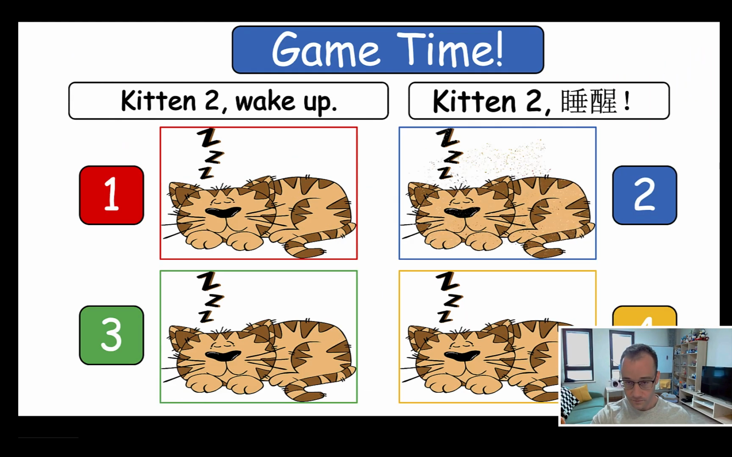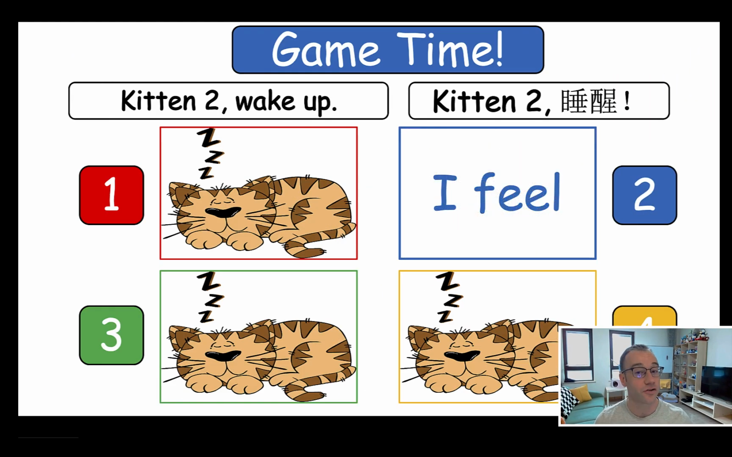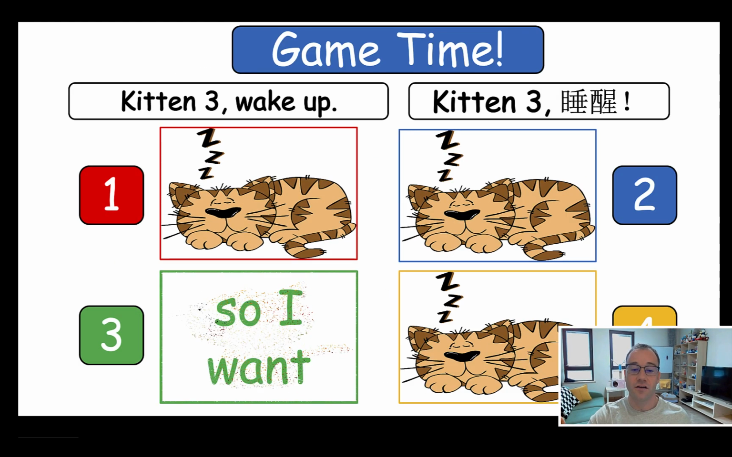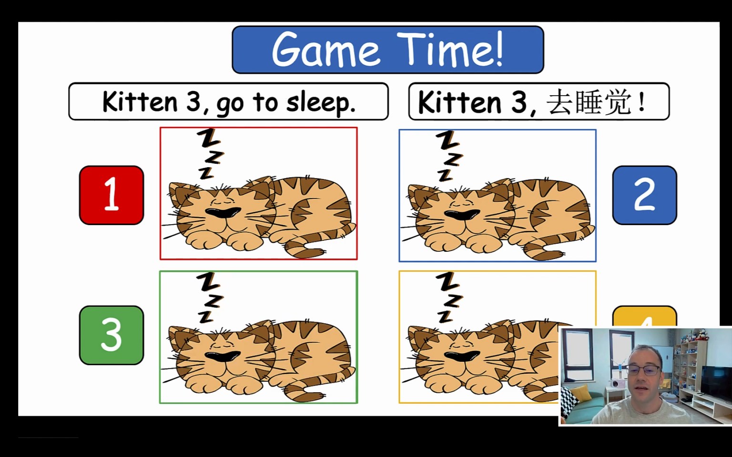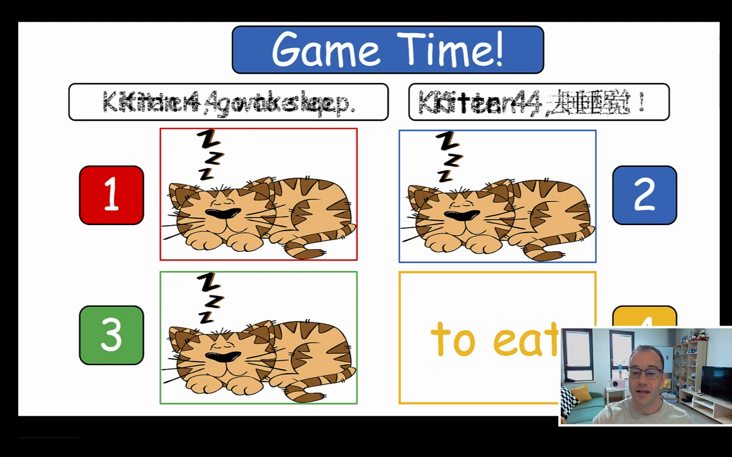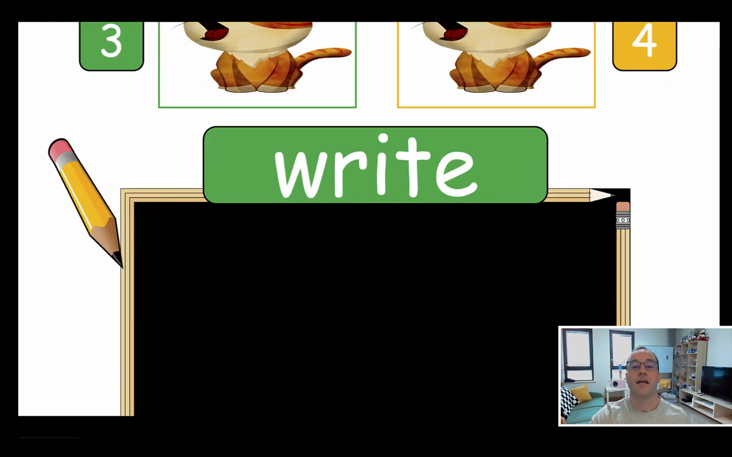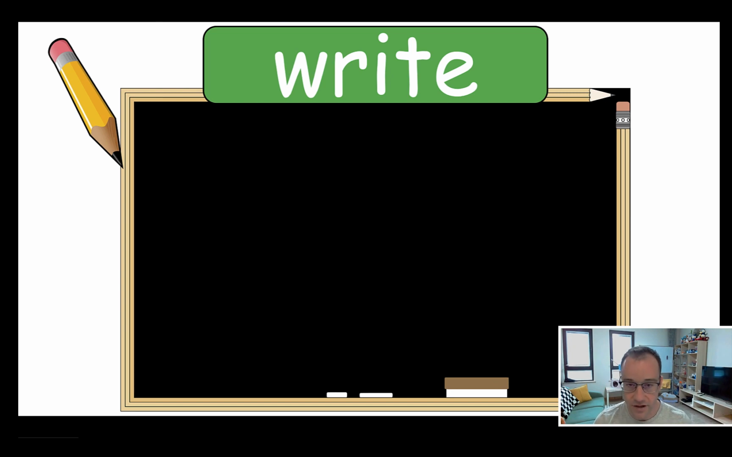And then kid number 2 wakes up. Okay, there's 2 words here. I feel. Okay, don't say anything. Remember, I feel. And they'll try to be remembering how to spell it, okay? They'll try to be like memorizing the spelling, okay? And same thing here, you can see, so I want, okay. And there we go, and to eat, okay? So then they have to put it together into a sentence. They all wake up and they run to the board and write it, okay?